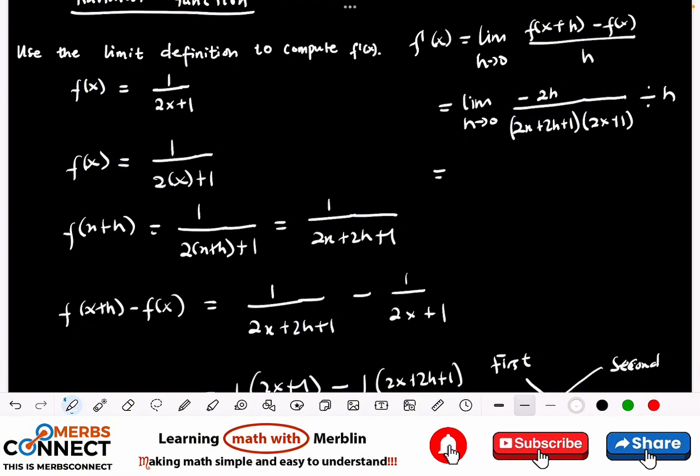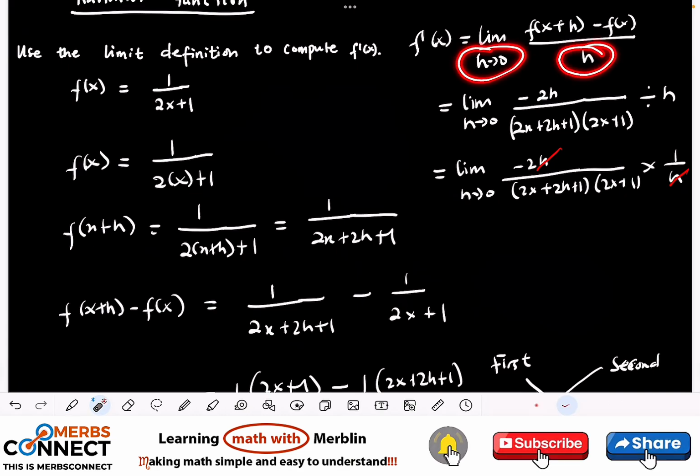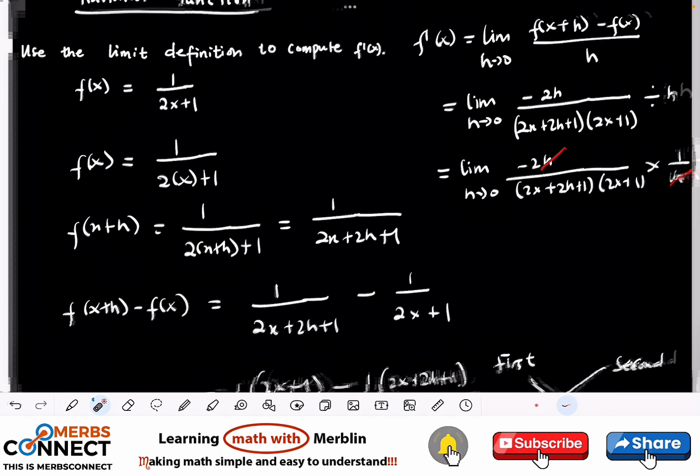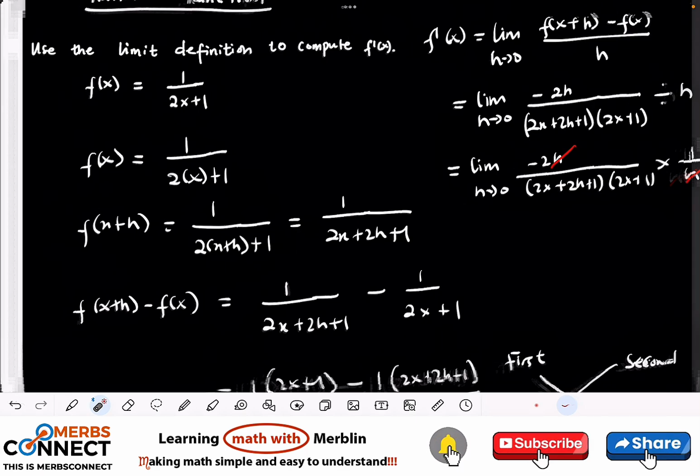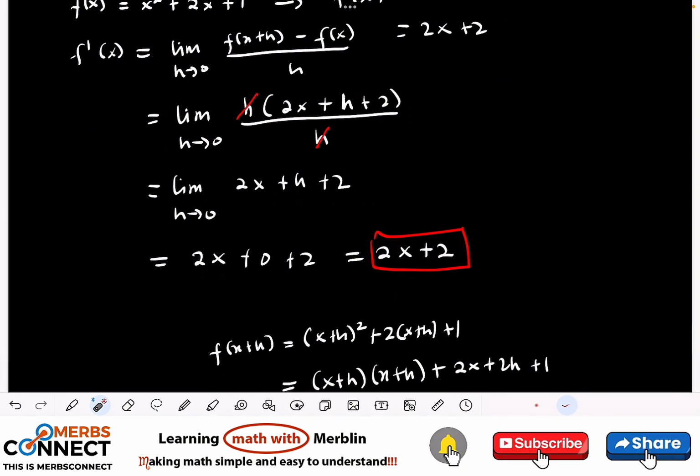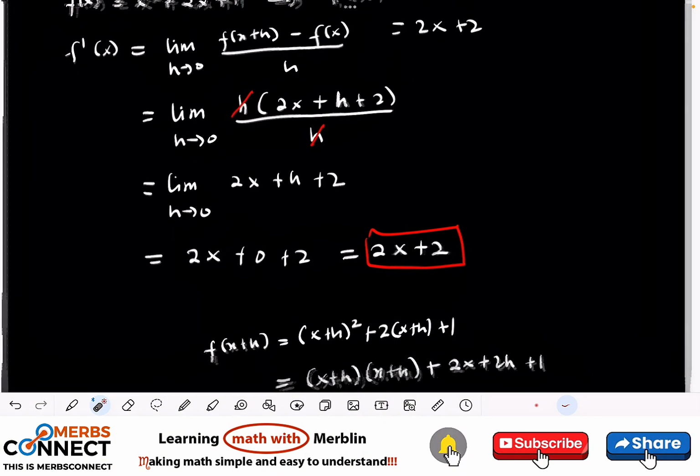So that now I can write this one as the limit as h approaches 0 of minus 2h divided by 2x plus 2h plus 1 times 2x plus 1, times 1 over h. So when I do that, now h cancels h. One thing about the limit definition is that anytime we do the simplification, we should be able to cancel the h, which is making the function undefined. Like when I plug in 0 here, I should be able to cancel it out, so that when I finish canceling the h out, I'll be able to plug in to get the final result. So you saw from the polynomial, we were able to cancel h out and do direct substitution from there.